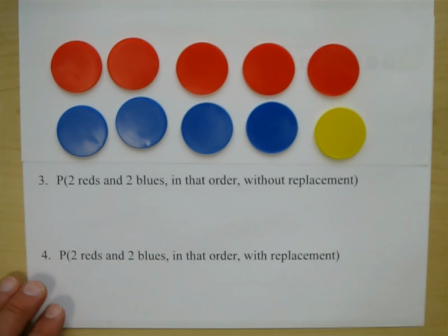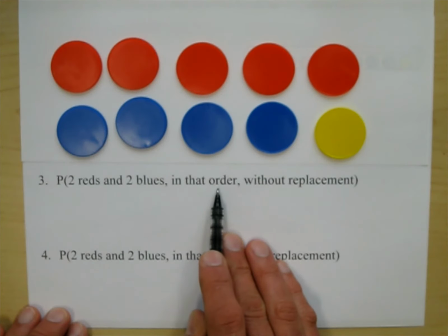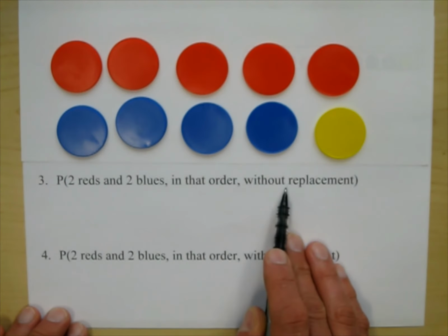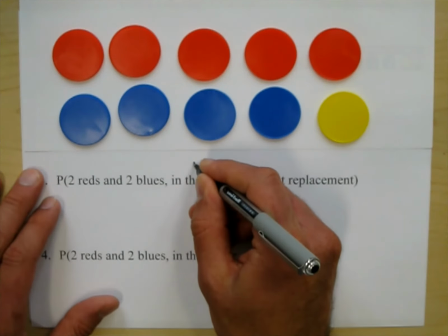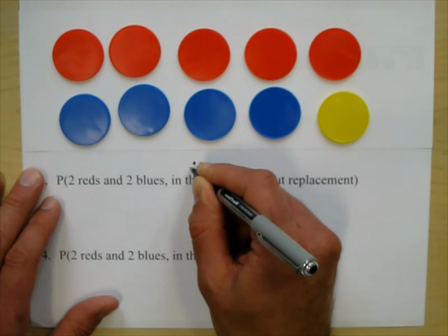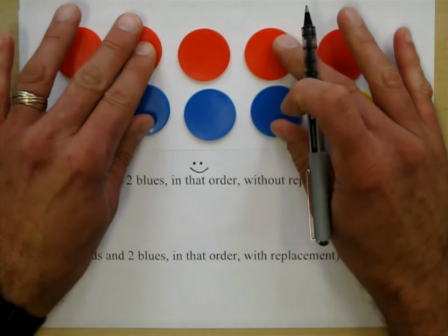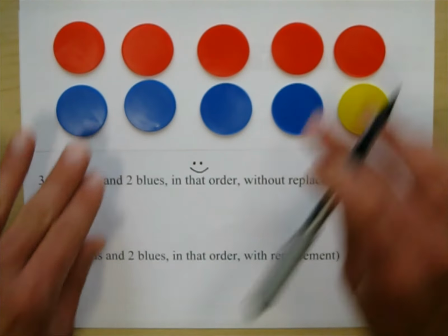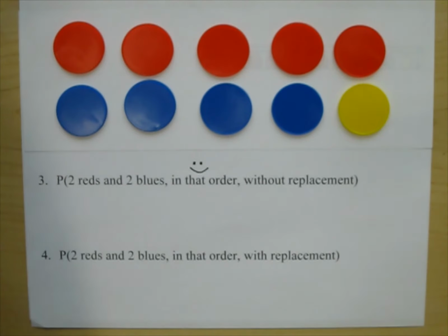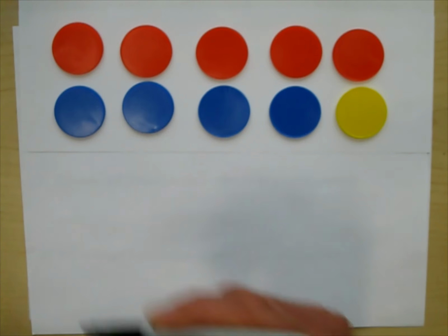What is the probability of pulling out 2 reds and 2 blues in that order without replacement? Okay, so this says in that order, we're going to put a happy face there. Why? Because we can do it 1 fraction at a time. Here's the box. In fact, let me draw the box with a Sharpie pen. If I do that, it usually trails beneath.